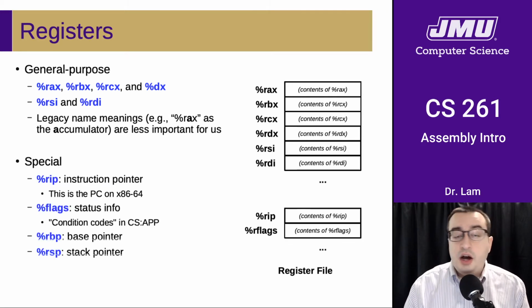And then there are also some special purpose registers. There is the instruction pointer, or RIP. There's the status info register called flags. In your textbook, these are called condition codes. And then there are base and stack pointers, and we'll talk more about these in later days. These are the main ones that we'll focus on for now, although we'll learn later that there are actually more registers than these.